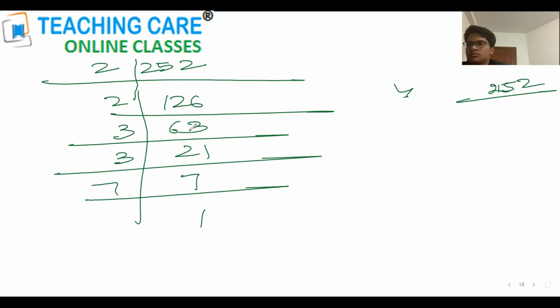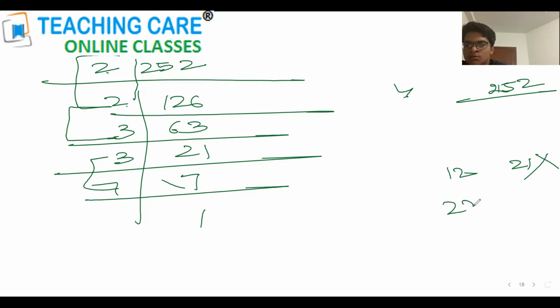So now, what I have done: 2 into 2 is 4, 4 into 3 is 12. I've taken one as 12, another as 21. The difference is not 4, so this is not the correct one. That's how I tried different numbers. 2 into 2 is 4. Then you can try 4 into 7, 28.